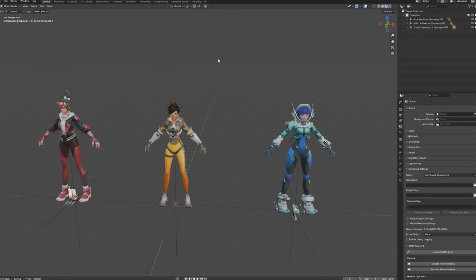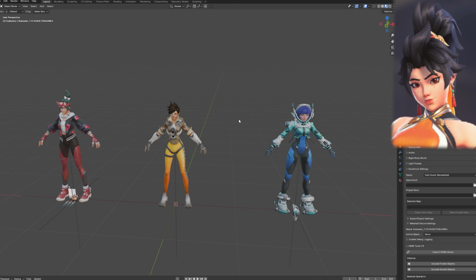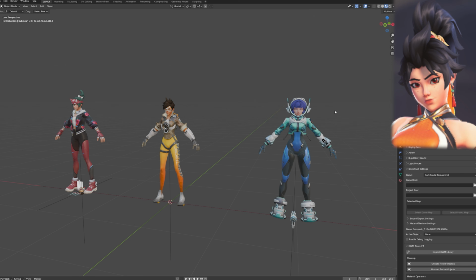These are the two characters that are said to look the same. It's Kiriko and Juno, and everybody's saying that the new hero looks exactly like Kiriko and Juno. She kind of looks like Kiriko. I don't think she looks like Juno at all.